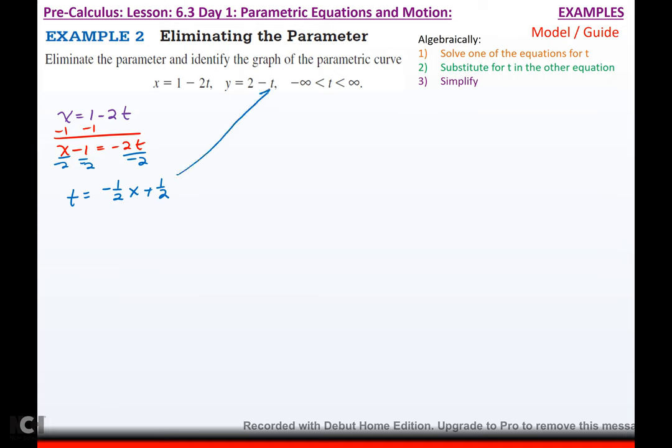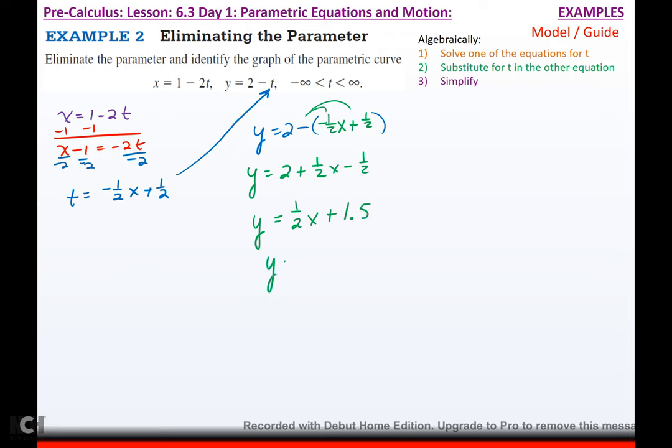And now I'm going to substitute that into my second equation. So I have y equals 2 minus t, which is 2 minus the quantity negative 1 half x plus 1 half. If I distribute that negative, I get 2 plus 1 half x minus 1 half. If I get a common denominator, that gives me 1 half x plus 1 half plus 1, which is 1.5. So if I write it in decimals, that's going to be y equals 0.5x plus 1.5. And you're done. That's what they wanted to know.